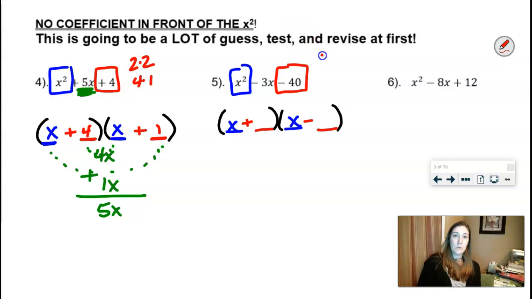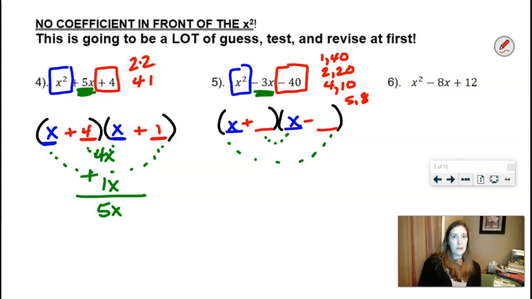40 could be 1 and 40, which we'll learn in a minute is silly. Could be 2 and 20. Could be 4 and 10. Could be 5 and 8. I think I got them all. So then again, you're like, which one? Remember, the arches are the last part of the puzzle. When you add up your arches, you need them to add up to negative 3.